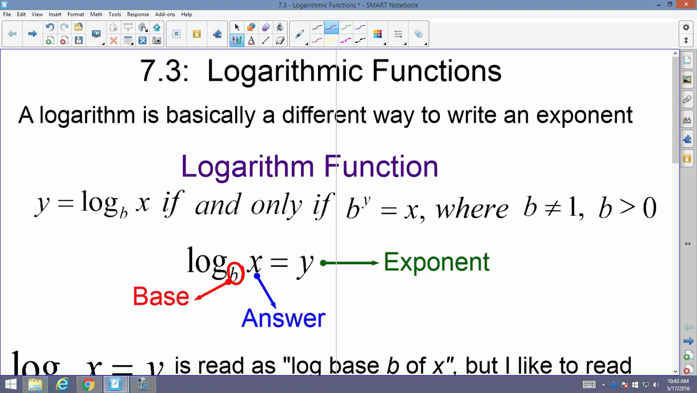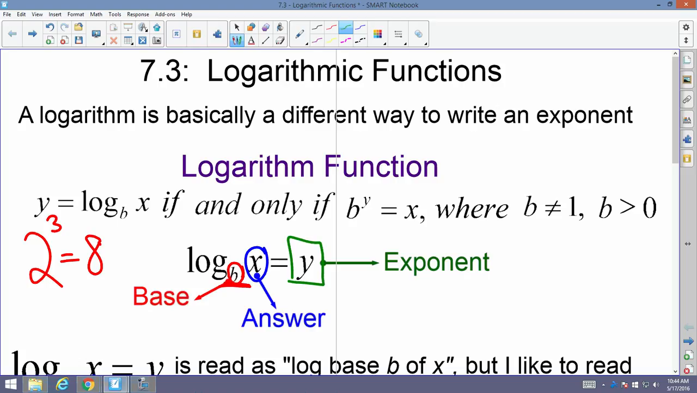Now, there may be someone saying, what's a base? Remember 2 to the third power, what's the base here? What's the exponent here? What's the answer here? Okay, you promised me you understand that rhythm? You got logs then. Log base b of the answer equals the exponent.